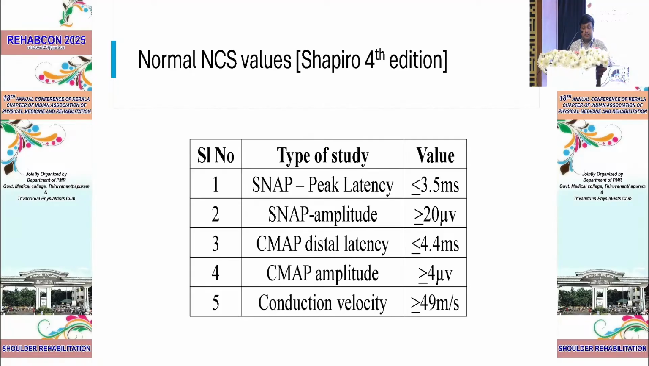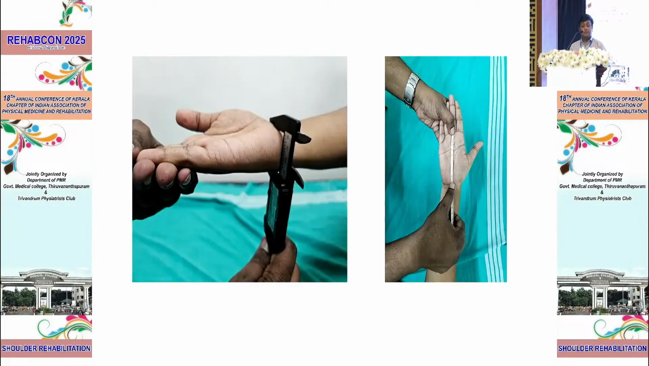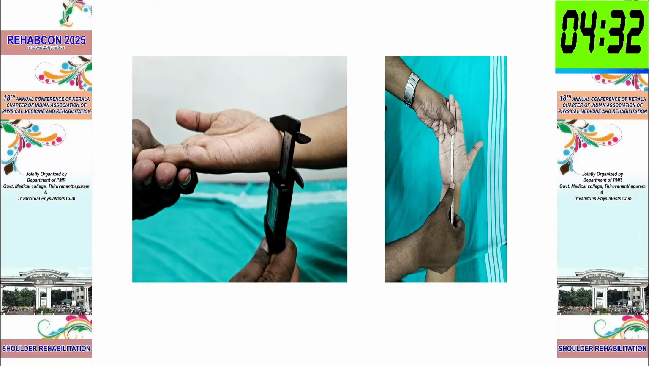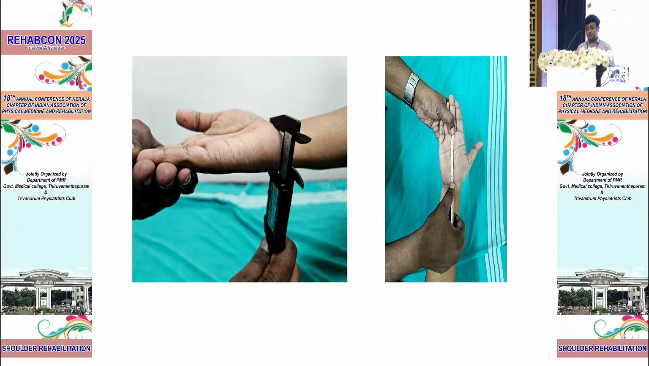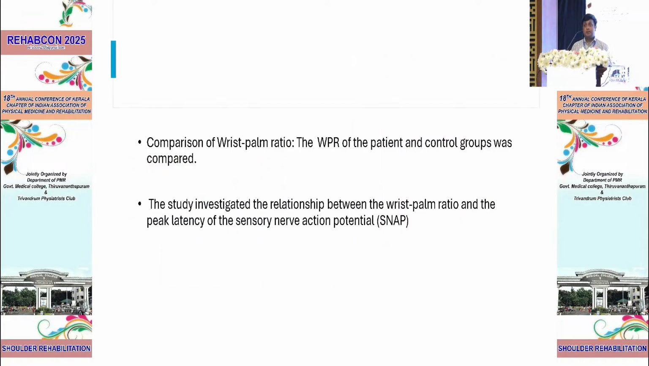This is normal values. And the measurement of the WPR: the wrist depth was measured at the distal palmar crease, and the palm length, that is from the third metacarpal to the distal palmar crease, was measured, and the ratio was calculated by dividing the wrist depth by the palm length, and this was compared between the case and the control groups. And we also investigated the relationship between the wrist-palm ratio and the peak sensory latency, SNAP.